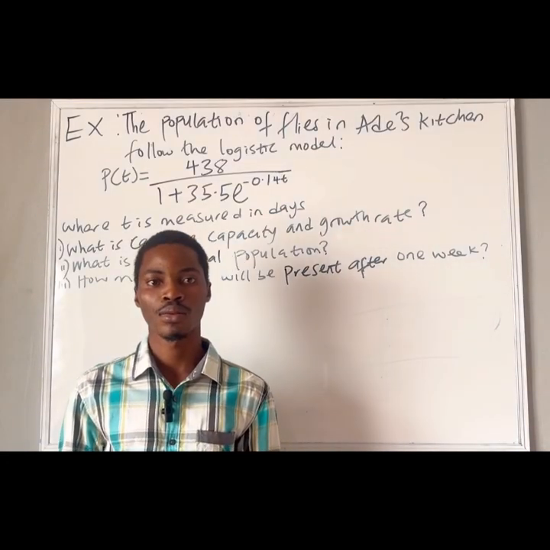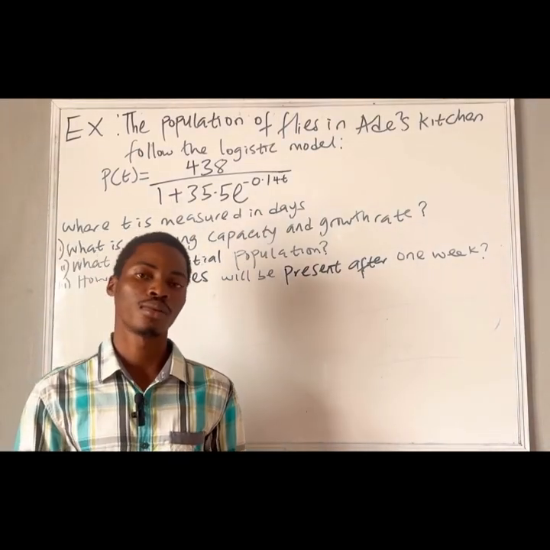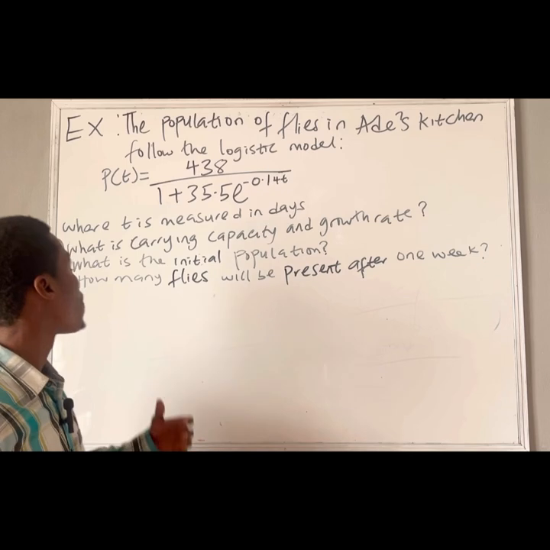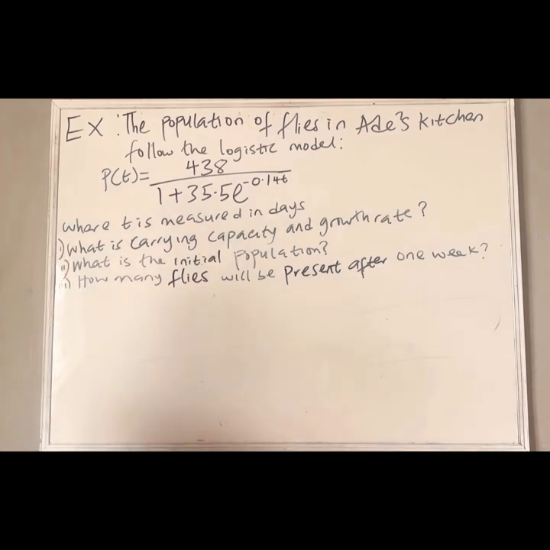Hello viewers, here's an example on the logistic growth model. The population of flies in a container follows the logistic model P(t) = 438 / (1 + 35.5e^(-0.140t)), where t is measured in days. What is the carrying capacity and growth rate? What is the initial population? How many flies will be present after 1 week?